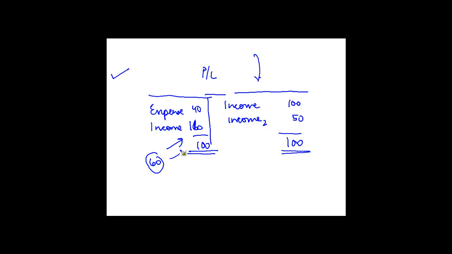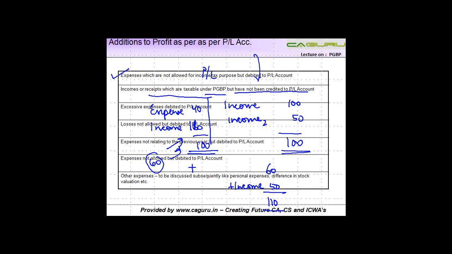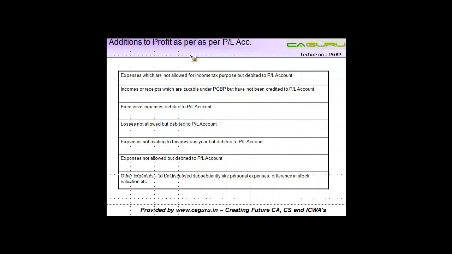So therefore, in order to arrive at the correct income, what I do is addition is made to my P&L number. So if my P&L was 60, I add this income which has not been added to the P&L account and arrive at 110. Please note that each of these adjustments flow from logic. If you apply the correct logic, actually you don't need to mug up things. And that's the way a successful chartered accountant is made. Don't mug up anything anytime.